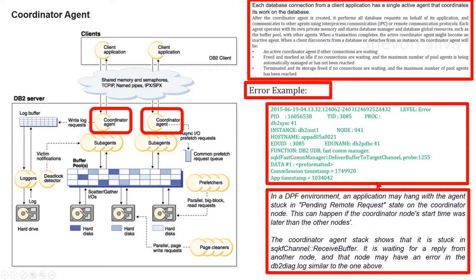As an error example, we can consider this error. In a DPF environment, an application may hang with the agent stuck in a pending remote request state on a coordinator node. This can happen if the coordinator node's start time was later than the other nodes. The coordinator agent stack shows that it is stuck in sqlkf channel receive buffer. It is waiting for a reply from another node, and that node may have an error in the db2diag.log, similar to one here.